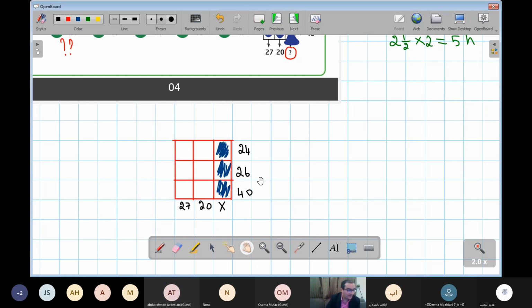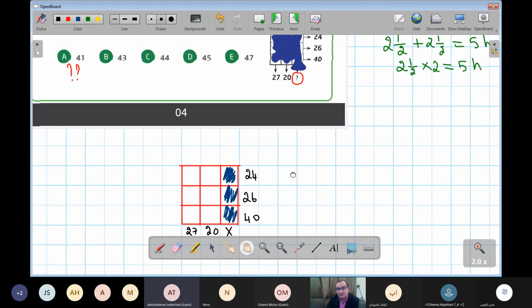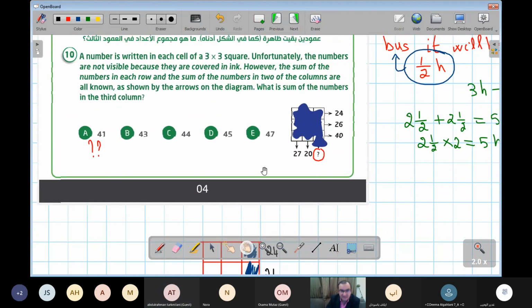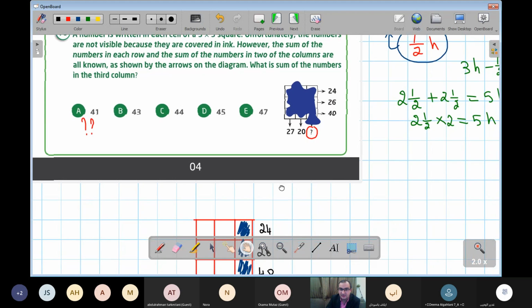Yalla, Abdurrahman. Any idea? The only thing I really did is just calculate 27 plus 20, and I got 47, and just that. I didn't use a proper method. It's not easy, okay? This exercise, it's not easy.